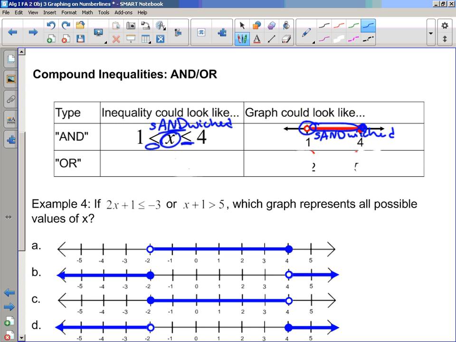An OR compound inequality is separate. Two separate inequalities separated by the word OR. If you've got two separate inequalities, you're going to have two separate lines. And they're going to point in opposite directions. Notice this one. That points to the left. This one points to the right. Neither one has the bar underneath, so both are open circles.